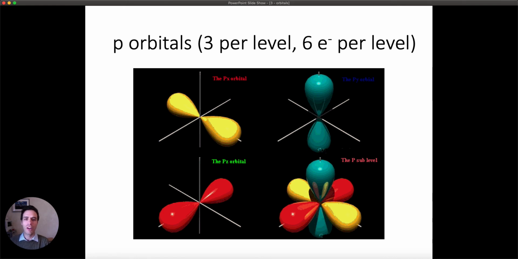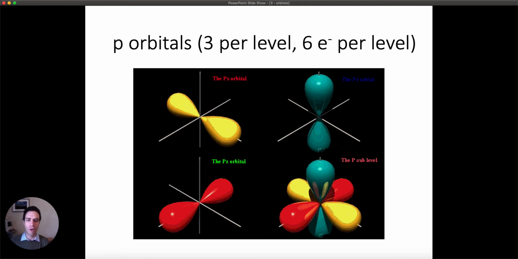P orbitals are a little bit more complicated. They kind of look like dumbbells or double teardrops or infinity signs. There are 3 p orbitals in each p subshell, starting at level 2. So there's no 1p, but we have 2p, and there are 3 p orbitals on level 2.